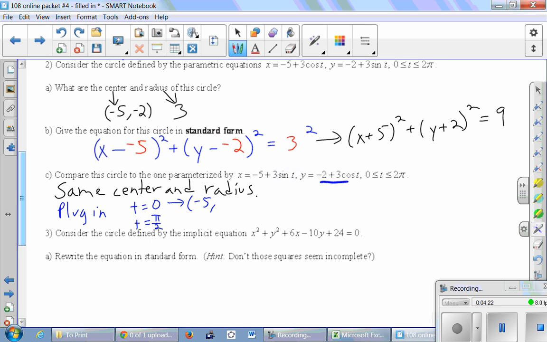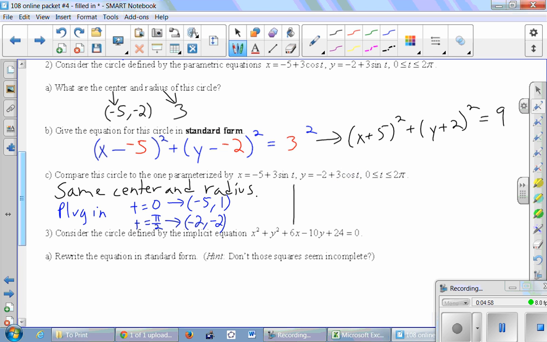Plugging in t equals 0 here, cosine of 0 is 1, 3 times 1 is 3, -2 plus 3 is 1. So this one starts at the point (-5, 1). And let's see whether it's going clockwise or counterclockwise by plugging in pi over 2. Sine of pi over 2 is 1, 3 times 1 is 3, -5 plus 3 is -2. Plug in pi over 2 here, cosine of pi over 2 is 0, 3 times 0 is 0, so the whole thing is just -2.